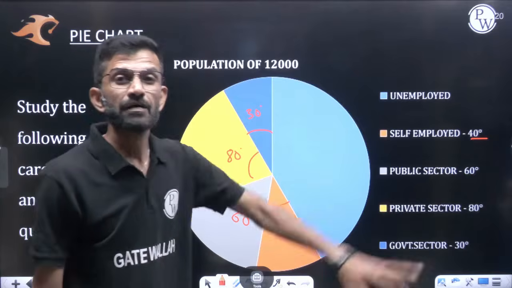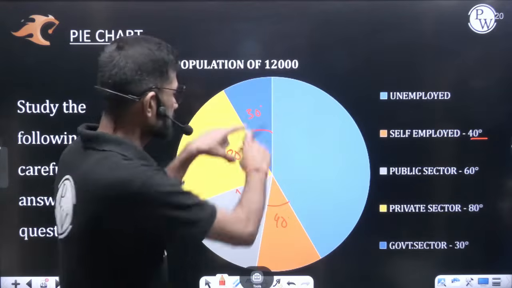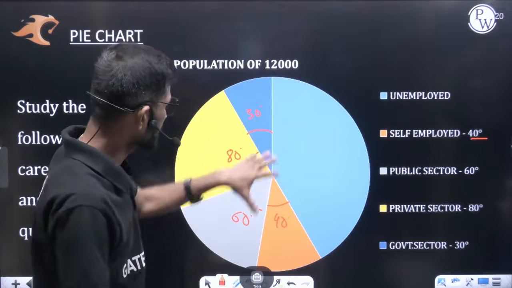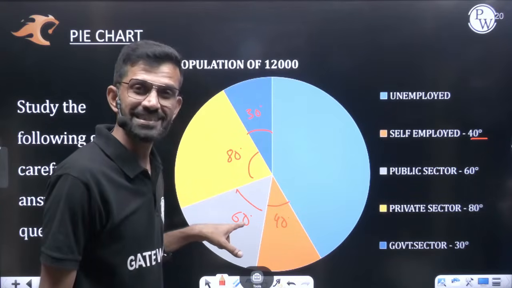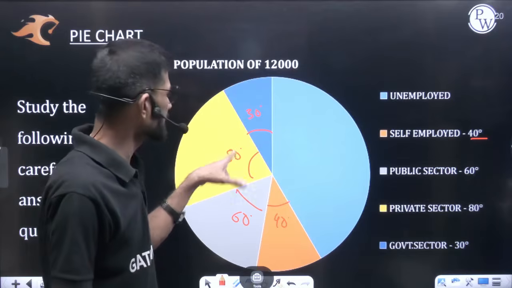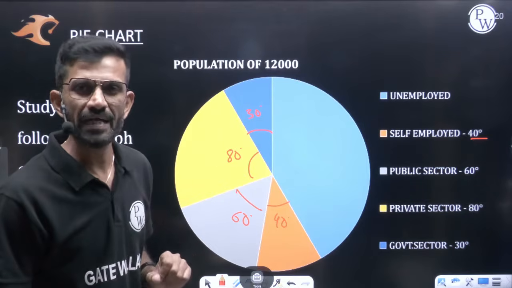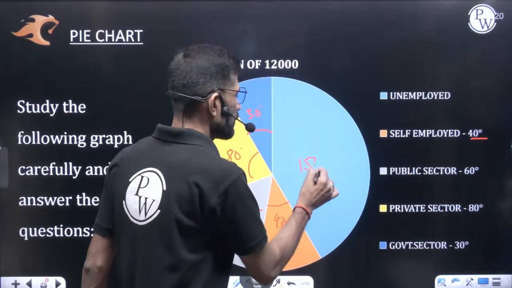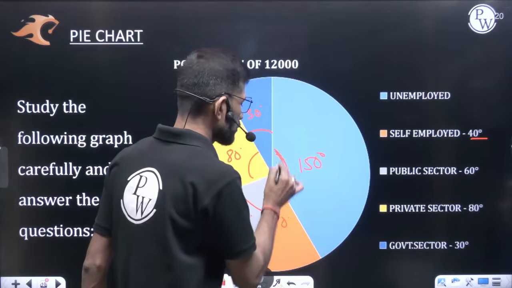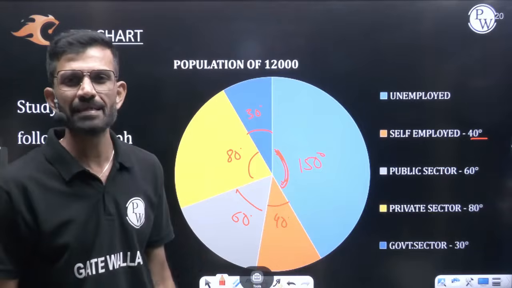No need to worry. First of all, find out that. You know very well, circle total, it will be 360 degrees. Just add these all and subtract from 360. So 40 plus 60 is 100, 100 plus 80, 180, 180 plus 30, that is 210. Out of 360, if you remove 210, this will be definitely 150 degrees. So we came to know about the unemployed sector, how much the degree measurement is.